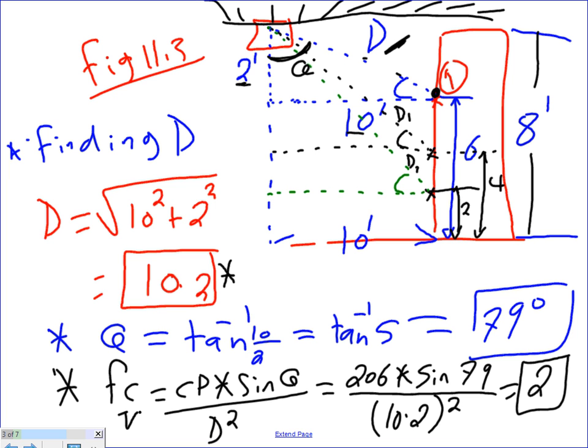Very easy. The only thing you need to do is find the angle, find the D, and plug them into this formula. Really a piece of cake.